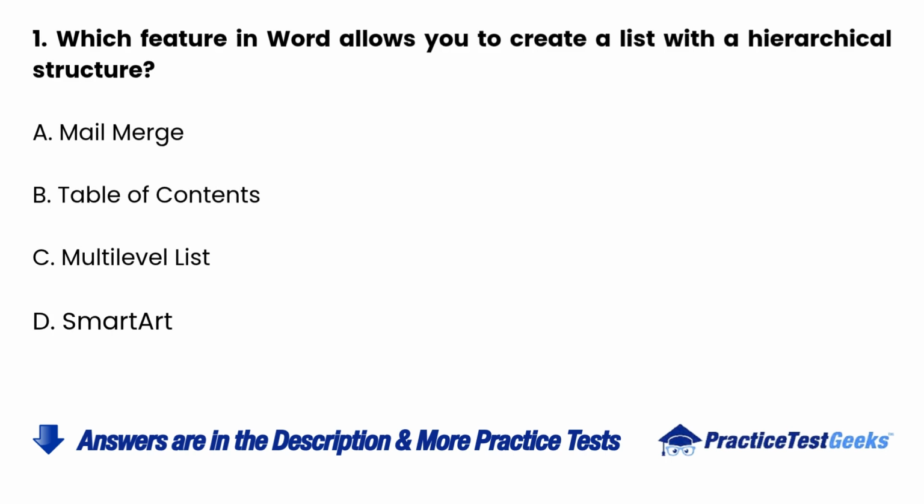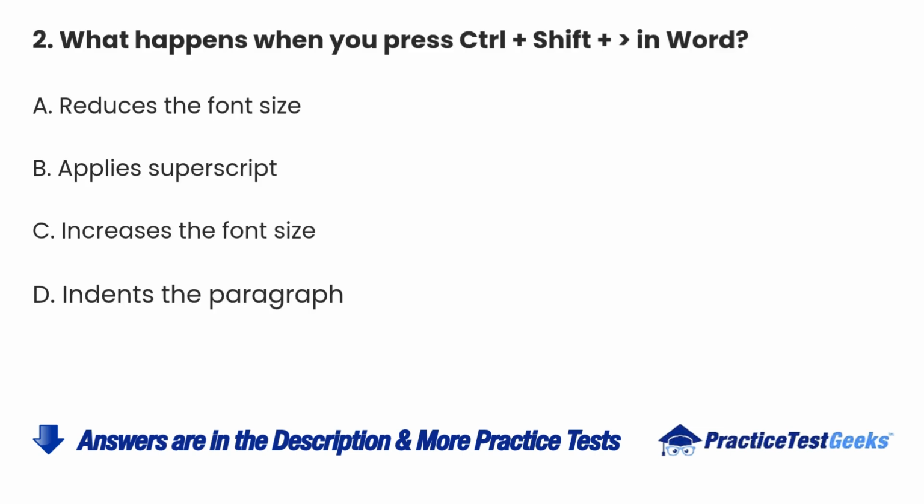1. Which feature in Word allows you to create a list with a hierarchical structure? A. Mail merge. B. Table of contents. C. Multilevel list. D. Smart art. 2. What happens when you press Ctrl plus Shift plus in Word?